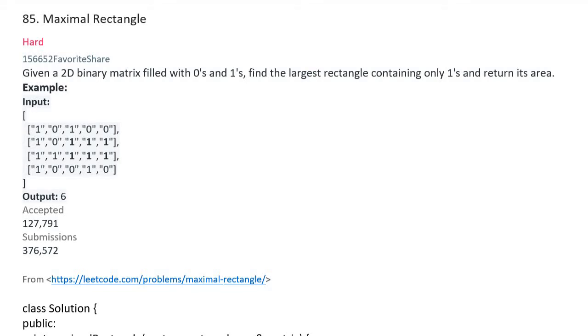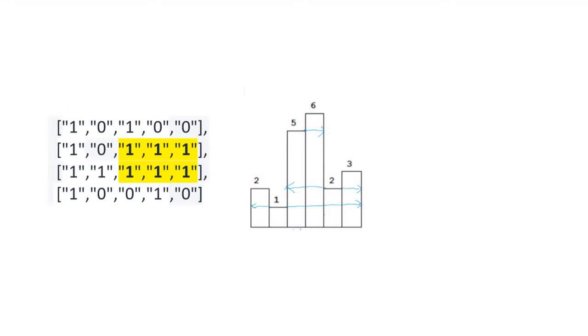There's an input two-dimensional array filled with ones and zeros. You can easily find the largest rectangle area in yellow color. Let's think about the algorithm to find this area. Let's focus on the input data. Do you remember the histogram problem, getting the largest rectangle?